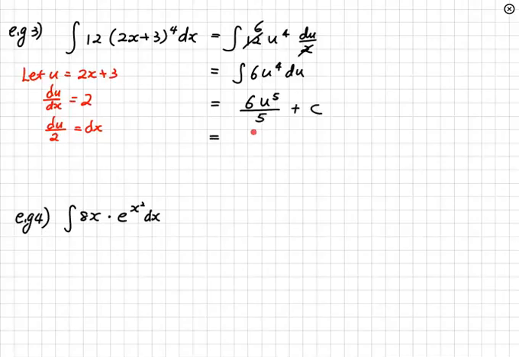Now I need to replace u with 2x plus 3. So I have 6 on 5, you have 2x plus 3 to the power 5 plus c.